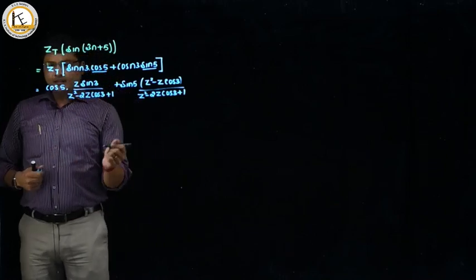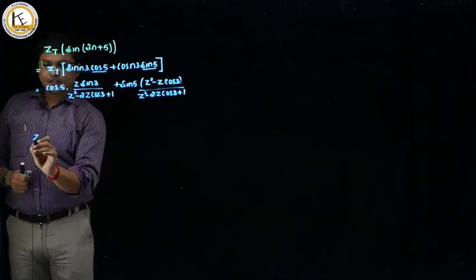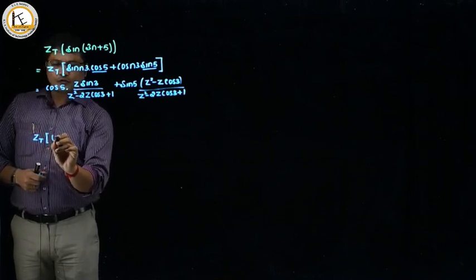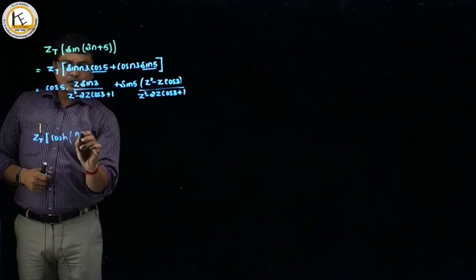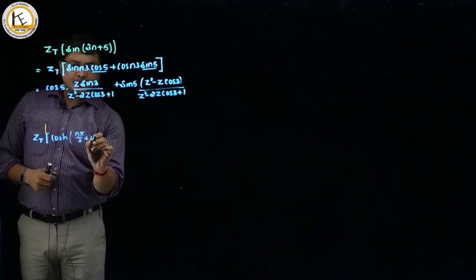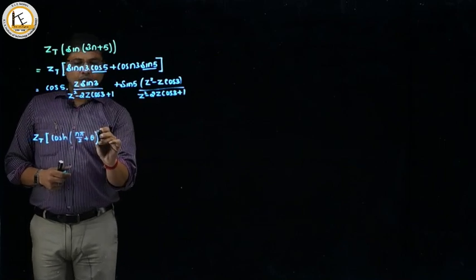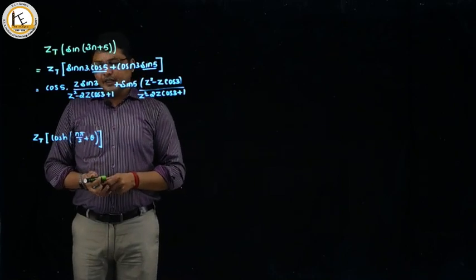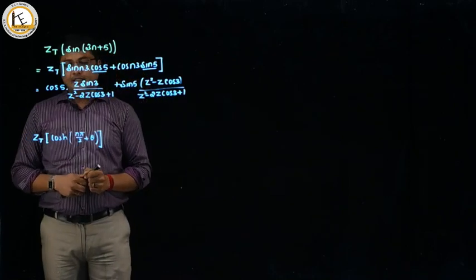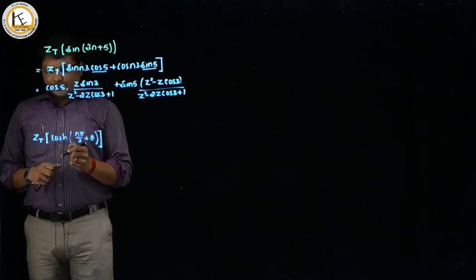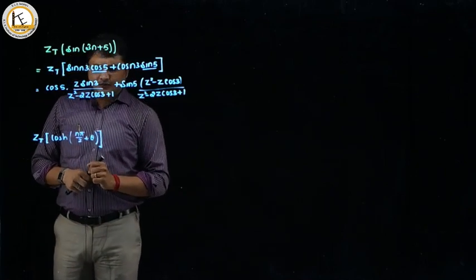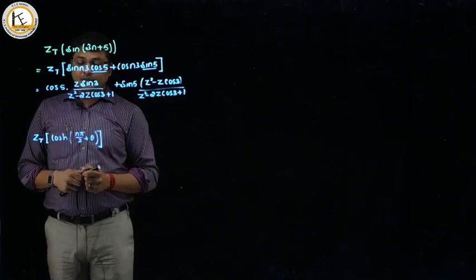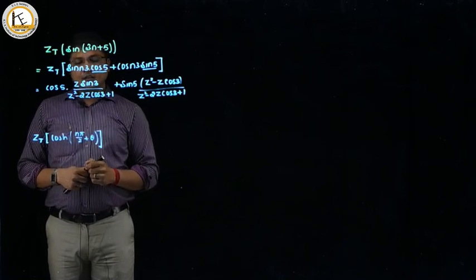Let us take the next problem. Find Z transform of cosh of (n pi by 2 plus theta). Finding Z transform of cosh of (n pi by 2 plus theta). Obviously it is a hyperbolic function, and we don't have the standard form, so we need to reduce this problem into the standard form.